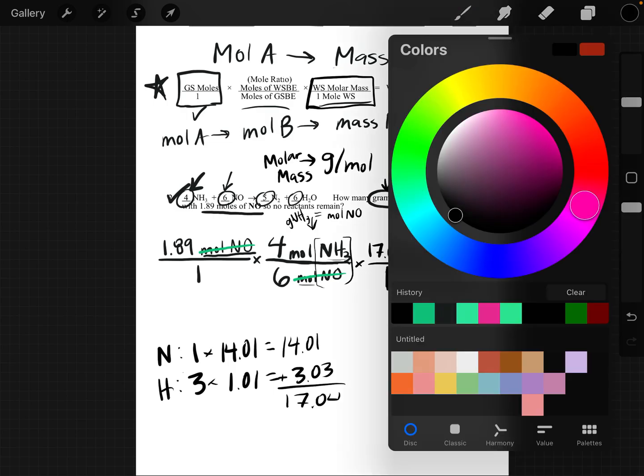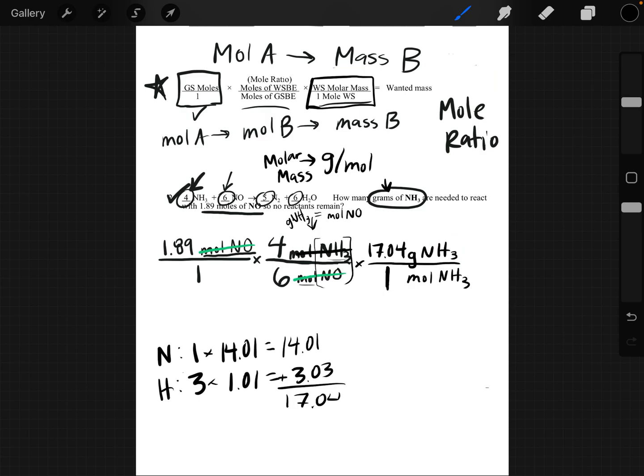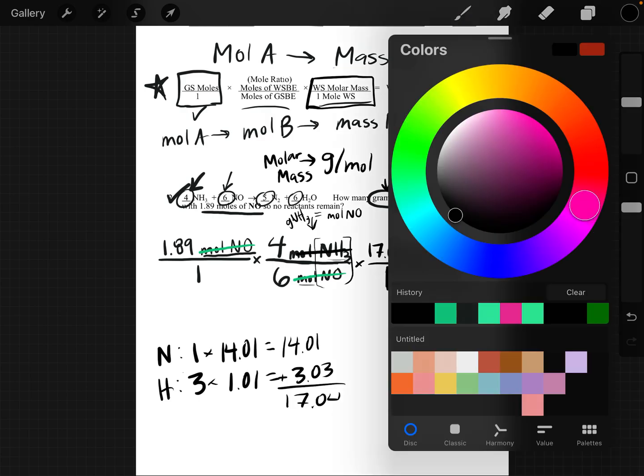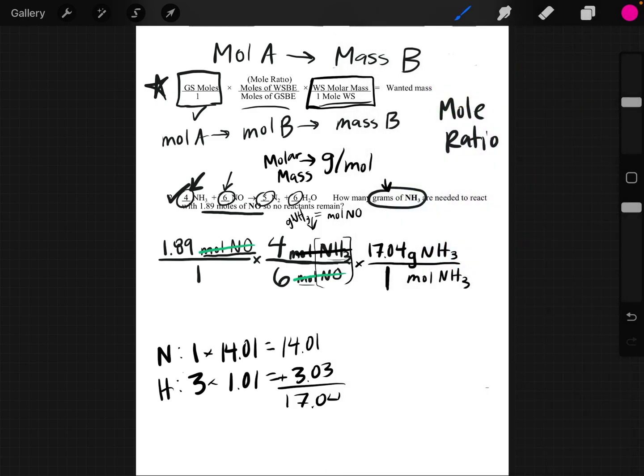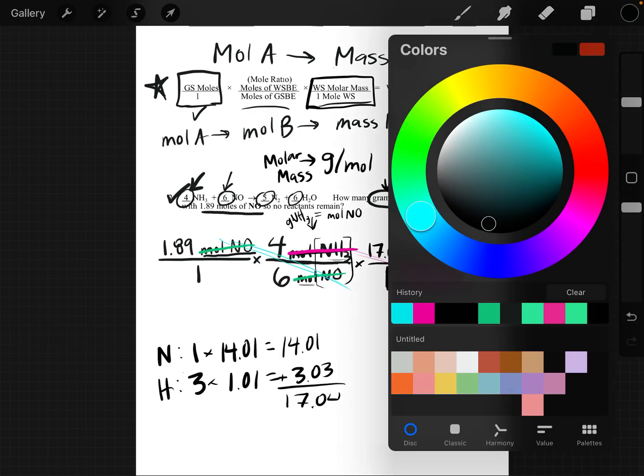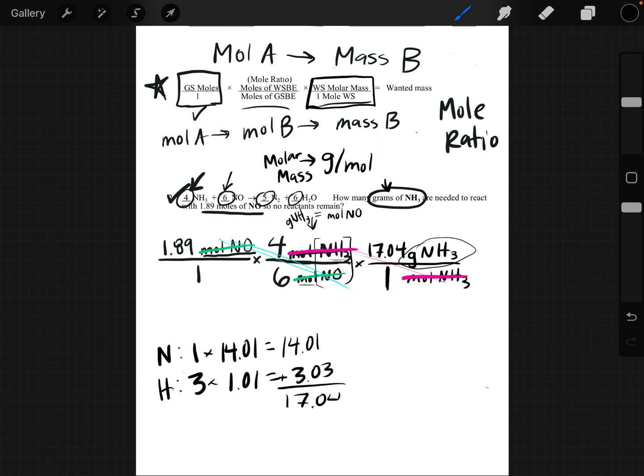I'm going to take a new color and make sure that my units cancel out. Oh man, that is ugly. Okay, sorry. I'm going to make sure that those cancel out. Hopefully you're seeing this diagonal pattern happening here. Now we can solve because we're at our wanted, grams of ammonia. So I'm going to say equals 1.89 times 4 times 17.04, and then I'm going to divide it by 1 times 6 times 1.